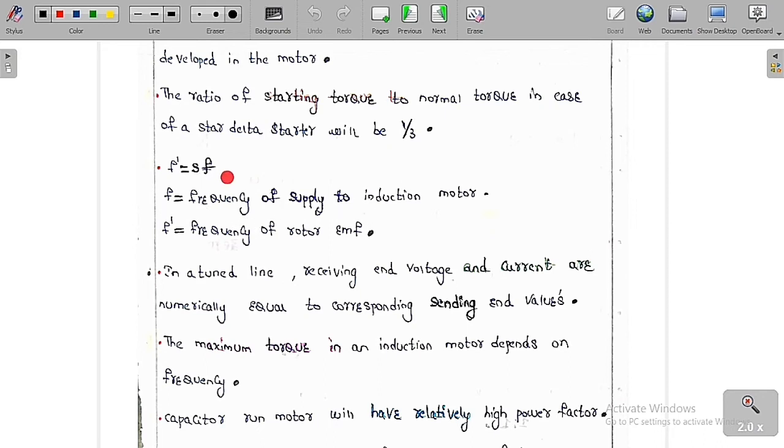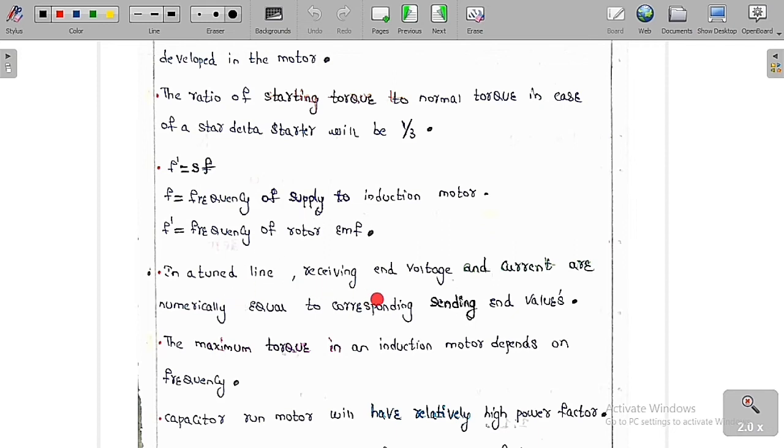F dash is equal to S into F, where F is called the supply frequency, so frequency of supply to the induction motor, F dash is called the frequency of the rotor EMF, and S is called the slip. So this is the basic relation between the rotor slip, the rotor frequency and the supply frequency. F dash is equal to S into F, where F is the supply frequency to the induction motor, F dash is the frequency of the rotor EMF, and S is the slip.